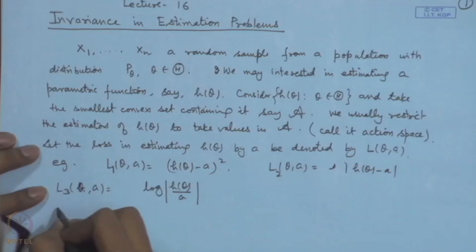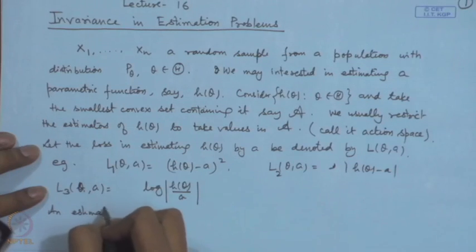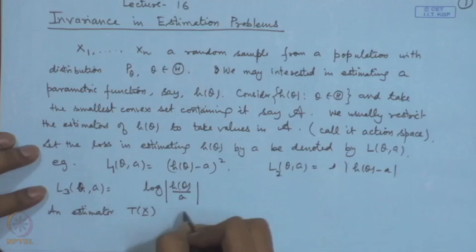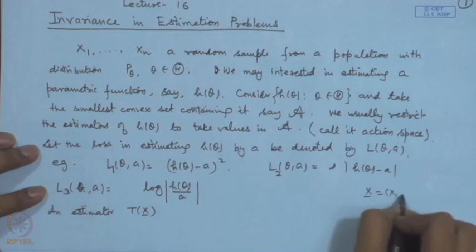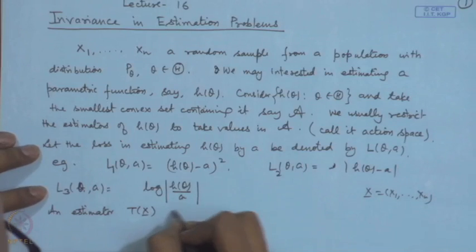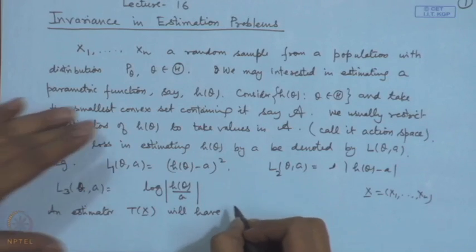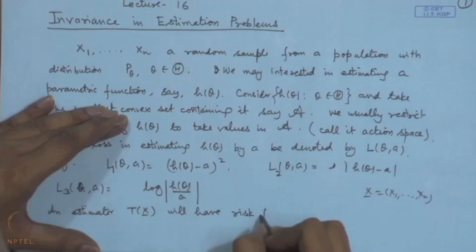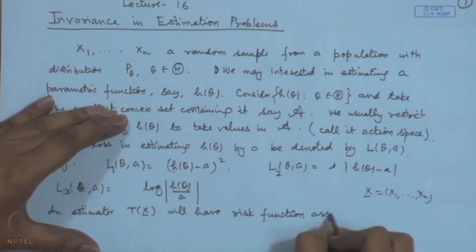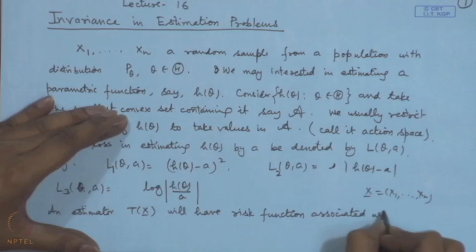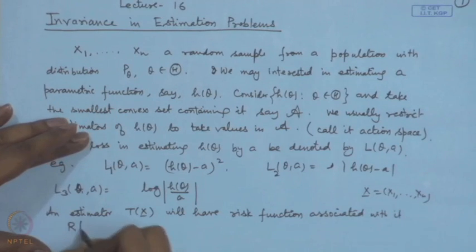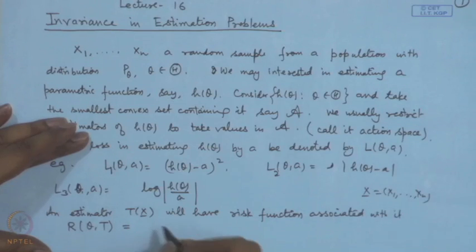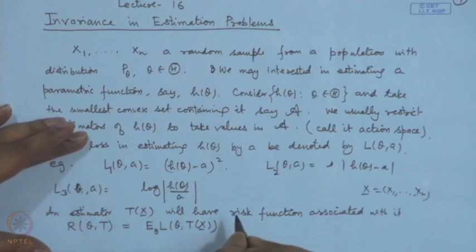Now, for an estimator T of x, where x denotes x 1, x 2, ..., x n, we will have a risk function associated with it. Let me call it r theta T, that is equal to expectation of L theta T x. This is called a risk function.